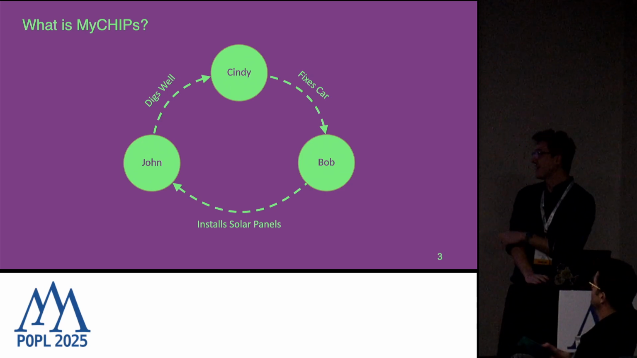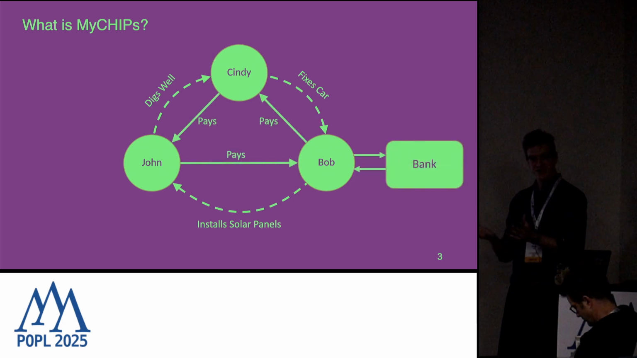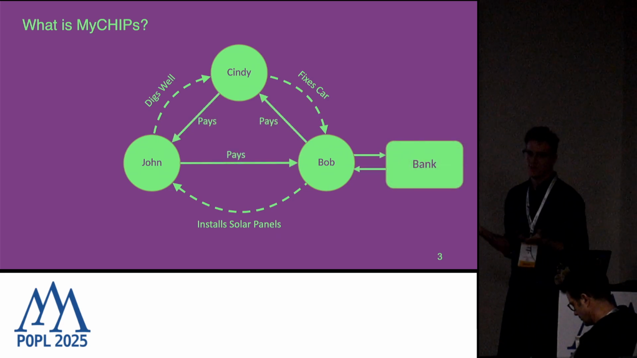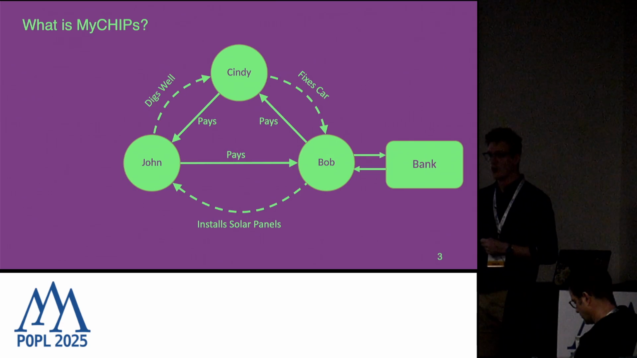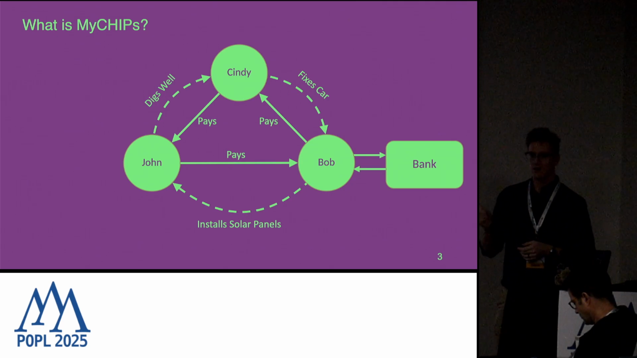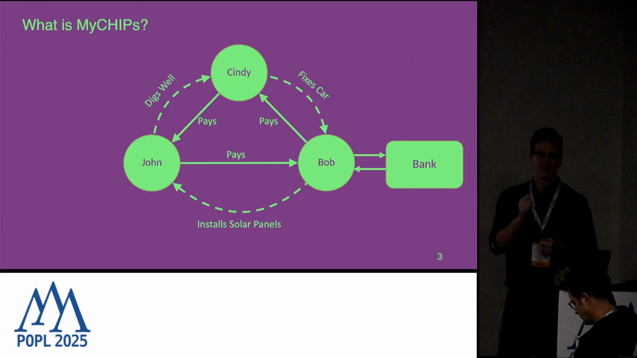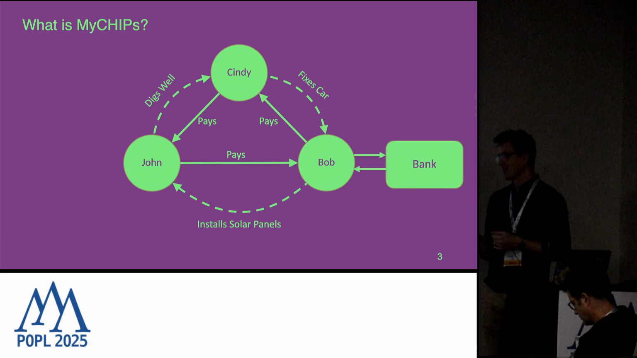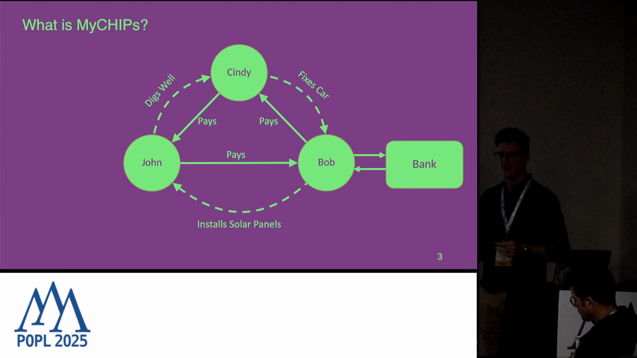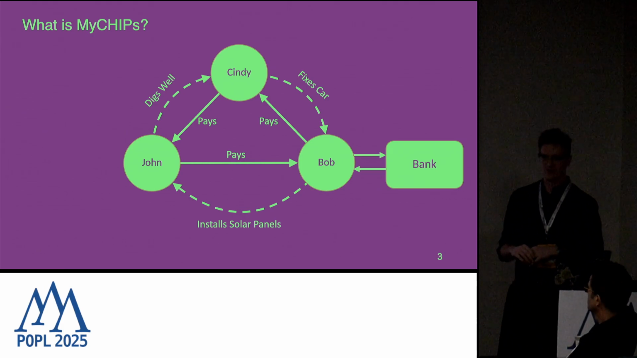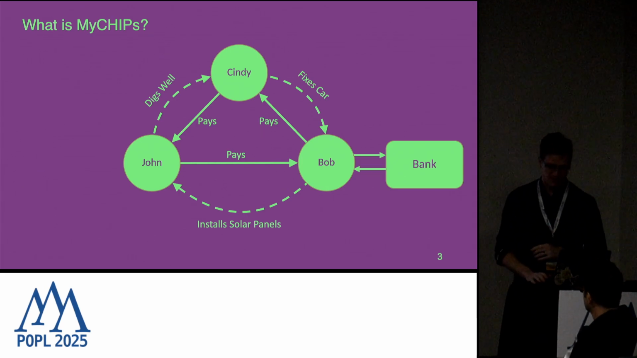So how can we facilitate this exchange? Traditionally, Bob is up a tree. He really needs his car fixed, so he goes to the bank, takes out a loan and gets some cash. Bob uses that cash to pay Cindy, who fixes the car. Cindy uses that same cash to pay John to dig the well, and John gives that same cash back to Bob in order to install the solar panels. At which point Bob can take it back to the bank, and the bank says, great, but you owe us a little bit of interest. So the question is, can we facilitate this trade without the need for the bank?